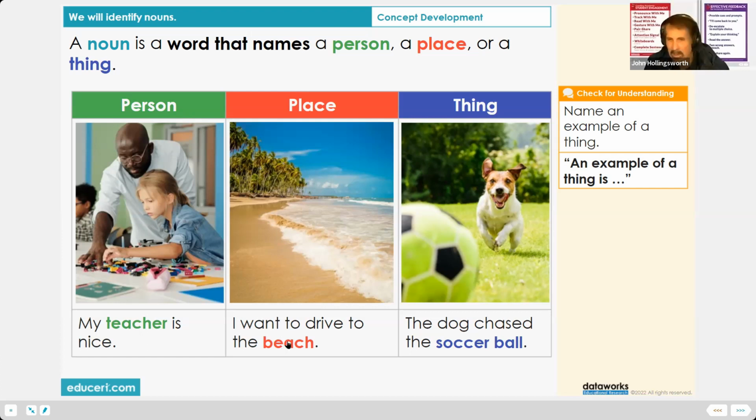Okay, beach. We could give some other examples. The school, the cafeteria. Okay, and then we have our checking for understanding. But you can see we have the definitions, the examples, and we go right to the checking for understanding. I was doing this because this is the checking for understanding for concept development. We apply it to an example.